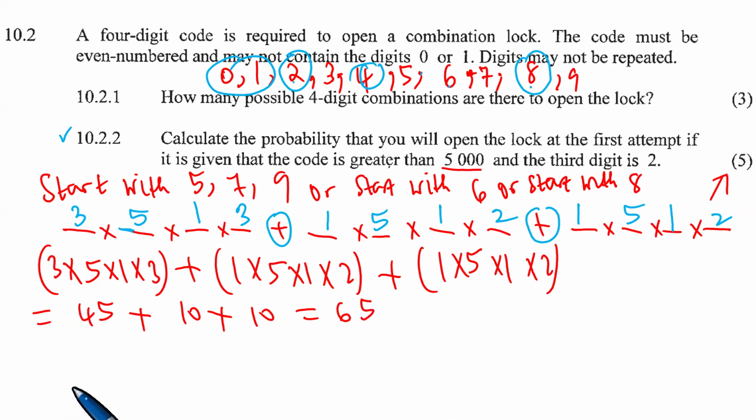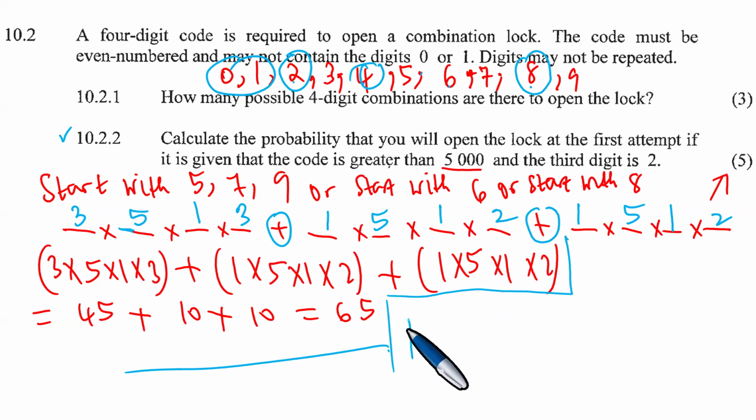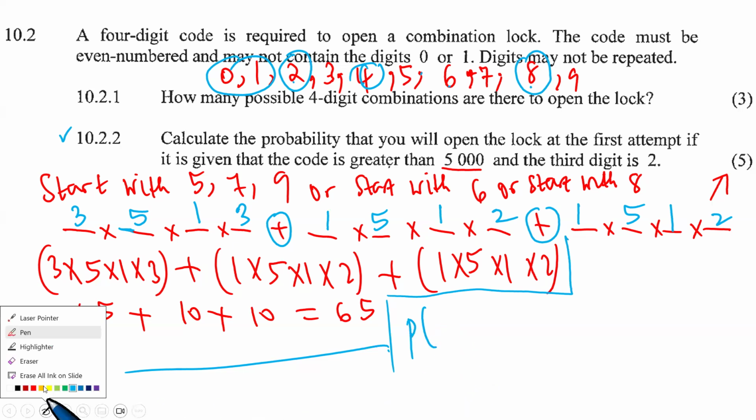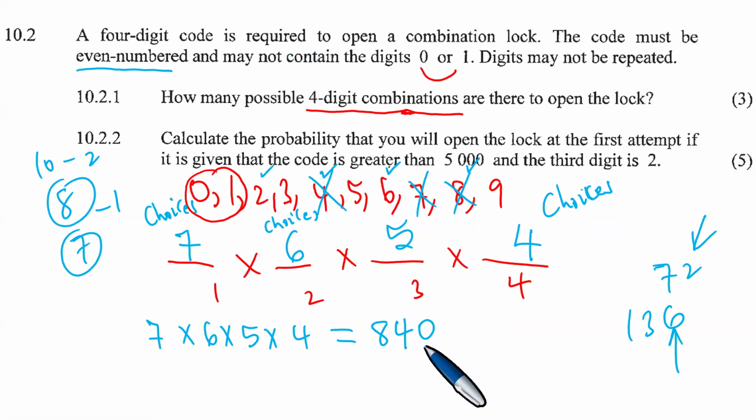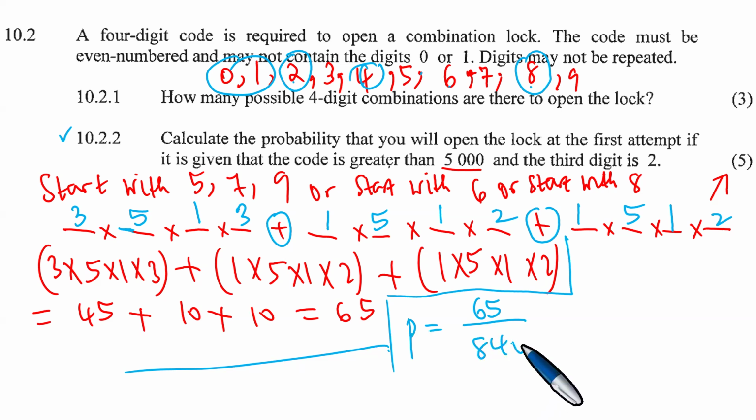So right now, at this point, you therefore have the probability. So you continue to do the probability calculation now. The probability that is required here is going to be exactly 65 divided by the total. The total we got here is actually 840, which is the total number of possible 4-digit combinations to open the lock. So you put here 840. If you have 840, you divide 65 by 840.